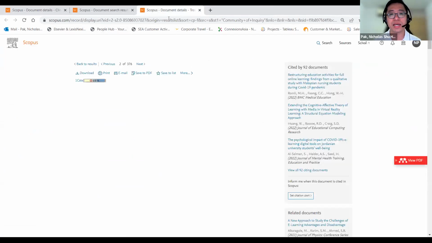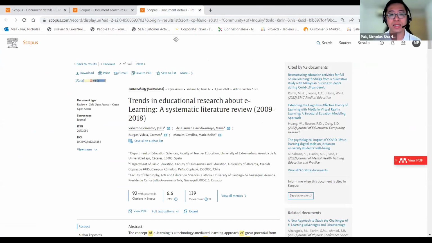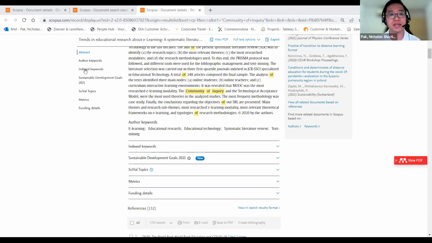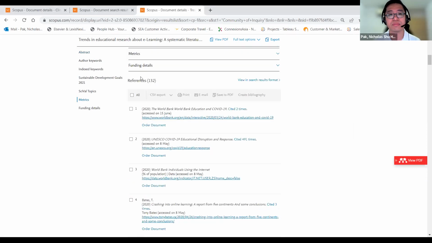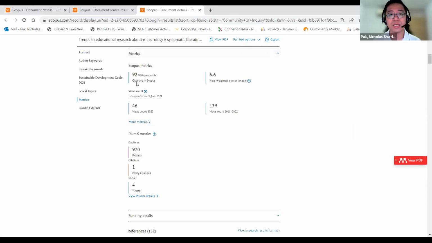The other one we are taking a look at will be on this paper. This has quite a number of collaborations from the Department of Education Sciences, from the University of Extremadura in Spain, from the University of Atacama in Chile, and the University of Santiago in Ecuador, right? We can see over here in this case under metrics itself, this has 92 citations, placing this in the 98th percentile, with an FWCI of 6.6. We can see all this on PlumX again.